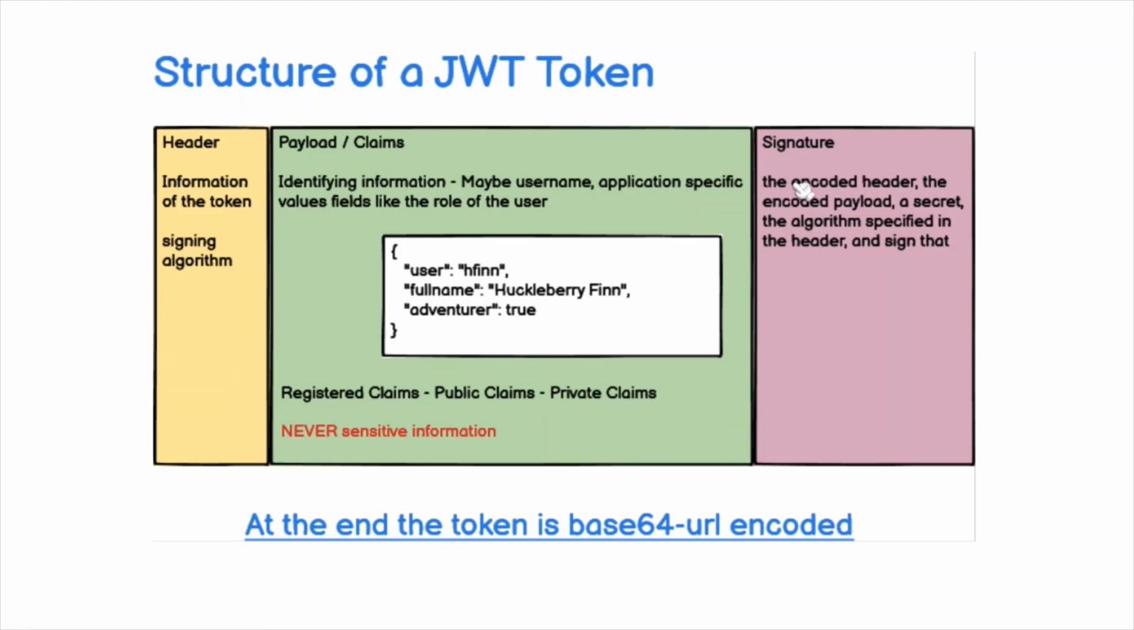The next piece is the signature, and the signature consists of the encoded header, the encoded payload, and a secret key, and the whole thing is encrypted using the algorithm that is specified in the header. So that would be the signature. Once you have the three parts available, the whole thing is URL encoded, and that is your JWT token, and that is sent to the client machine.